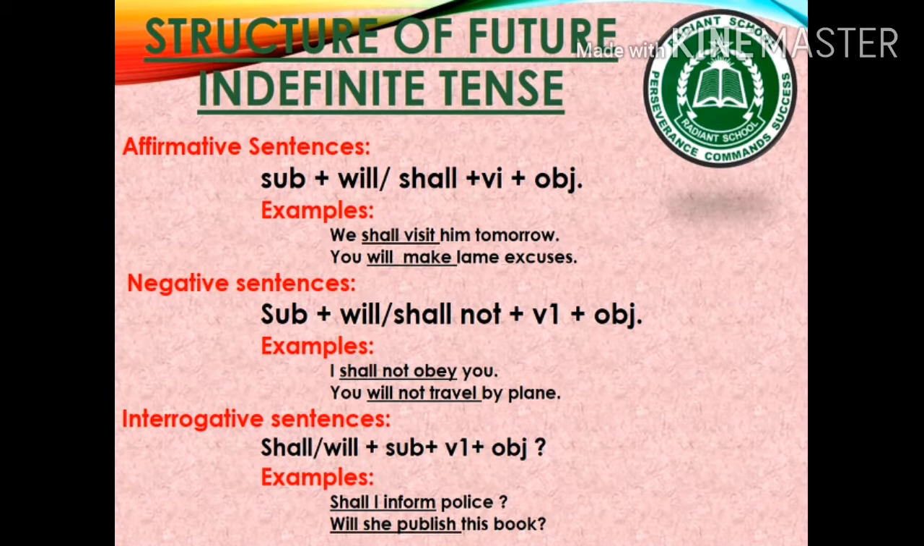For negative sentences, we have to add not right after will or shall and first form of verb is used. For example, I shall not obey you. You will not travel by plane. In interrogative sentences, will or shall comes at the start of the sentence and the sentence ends with a question mark and we use first form of verb. For example, shall I inform police? Will she publish this book? Is it clear?